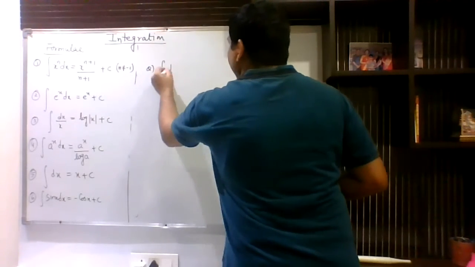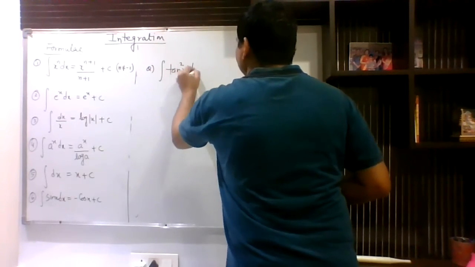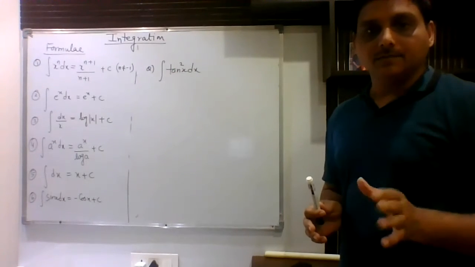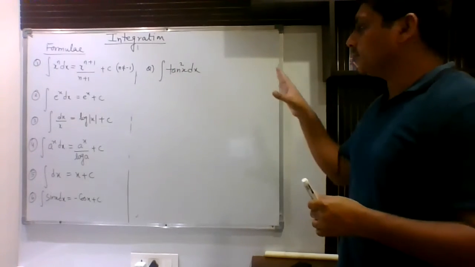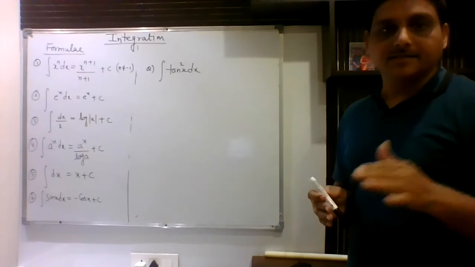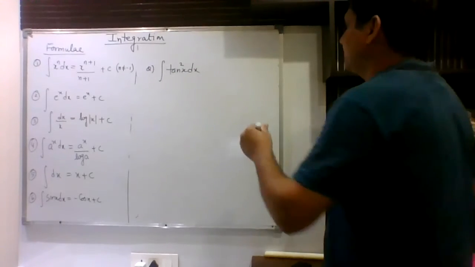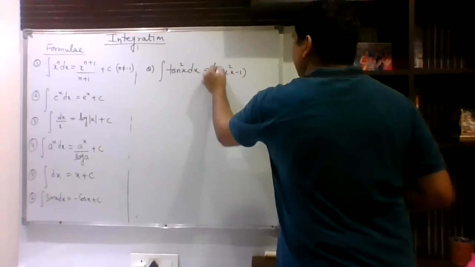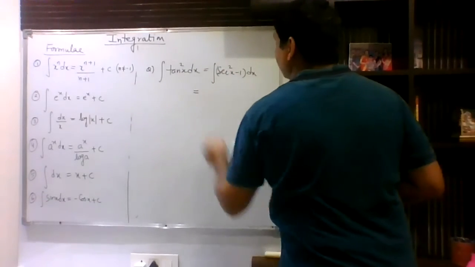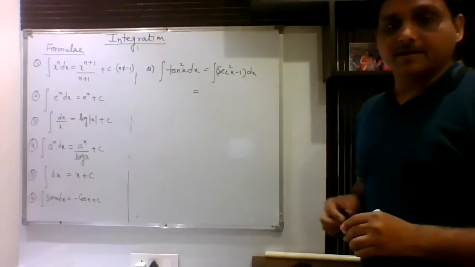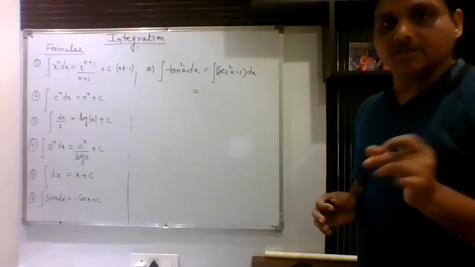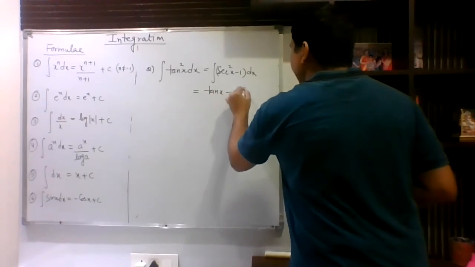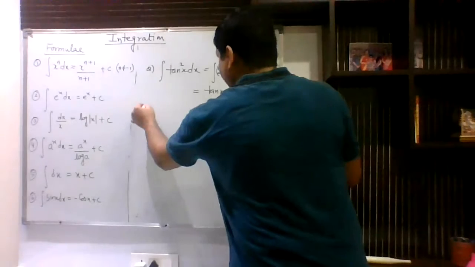Okay, suppose you want to integrate tan square x. Now, we have a direct formula for sec square x. This tan square x can be written as sec square x minus 1 by class 10th identity. Now just split the expression and integrate it. So this can be written as tan x minus x plus c. Next question.